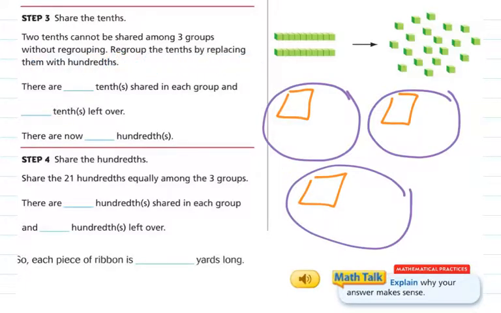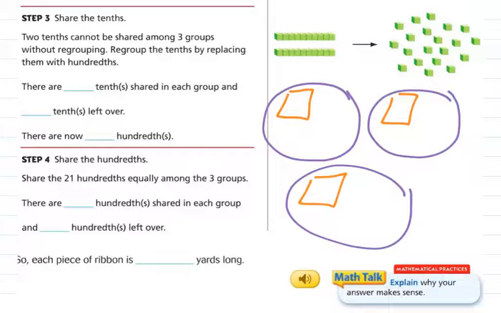So we're going to take that dime and trade it for 10 pennies. Or think about it: take that flat and trade it for 10 cubes, or 10 hundredths. Change that flat for another 10 cubes. So we should have traded for 20 hundredths.